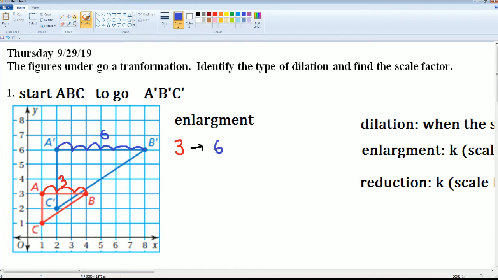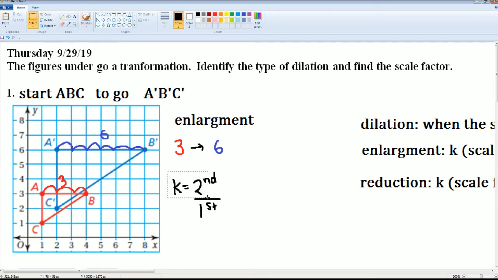How do we do that? Remember the scale factor formula? The scale factor formula is defined as, let's just write this, K, the scale factor is K. So K is going to be equal to the second term, or the second number, over the first term. In this case, what is the second value here? The second value is the A prime, B prime, and C prime, which is the 6.